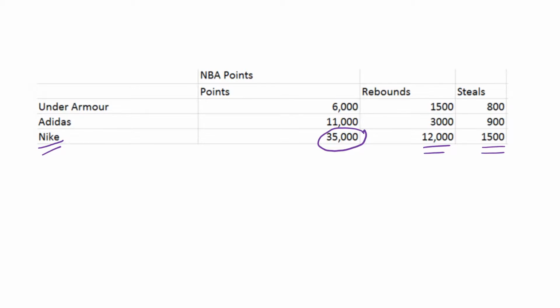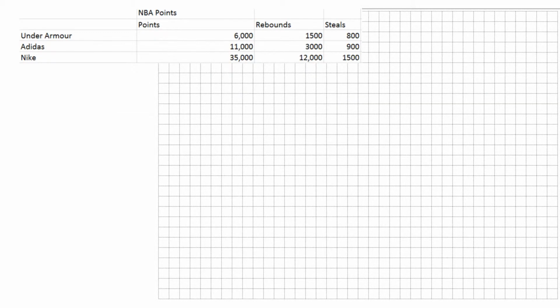If you're just looking at these numbers, Under Armour, Adidas, they're much lower in all categories compared to Nike. But if you really want to show off this data and prove your point, what we're going to practice is putting this information into a bar graph so that the data really pops out. So let's take a look at how to make a graph.